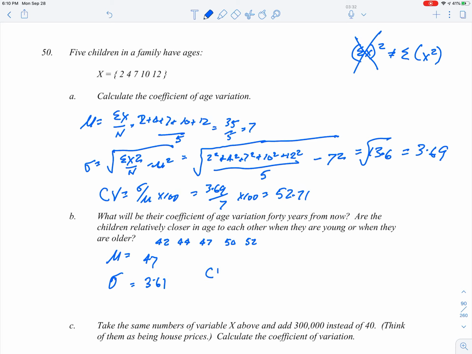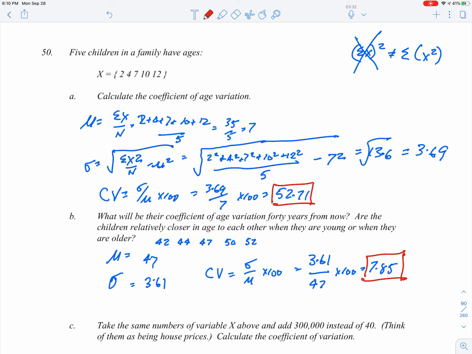The mean is just 40 years more, so it's 47. So the coefficient of variation is going to be sigma over mu times 100. The numerator doesn't change. The denominator now is 47 instead of 7. And so what we end up with then is something which is 7.85. So what we have here then is that the coefficient of variation when the kids were younger is much higher than it is when they're older.